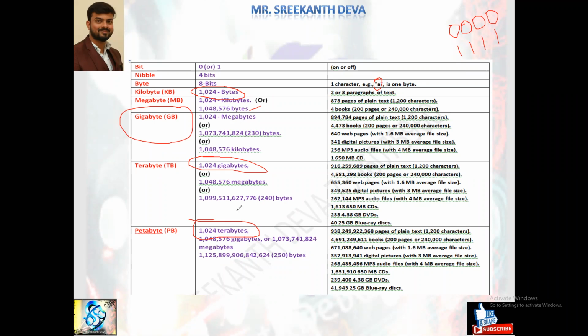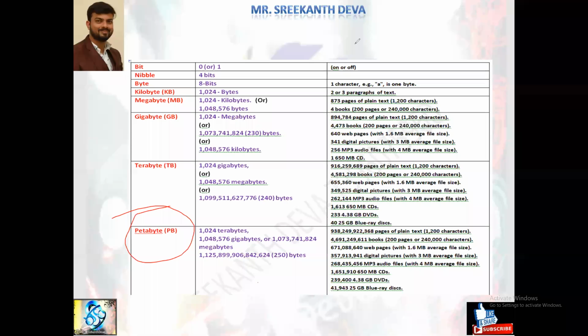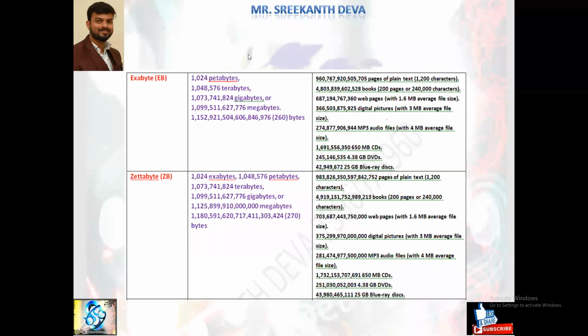But in the market, 1024 terabytes in combination represents 1 petabyte. A large volume of data can be stored in a petabyte. Advanced data storage units are also available. 1024 petabytes represents what? 1 exabyte. Next, it is very huge data. 1024 exabytes represents 1 zettabyte. It is hugely larger compared to exabytes.